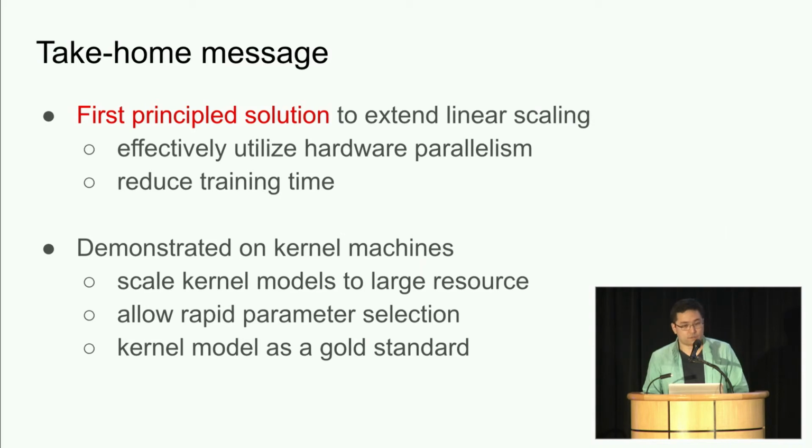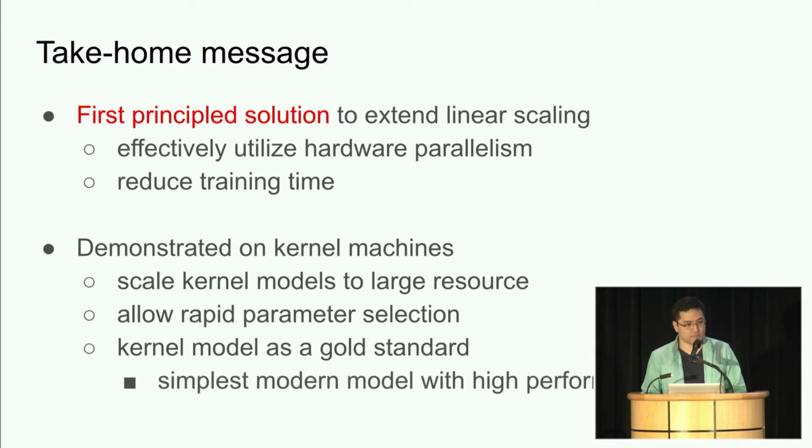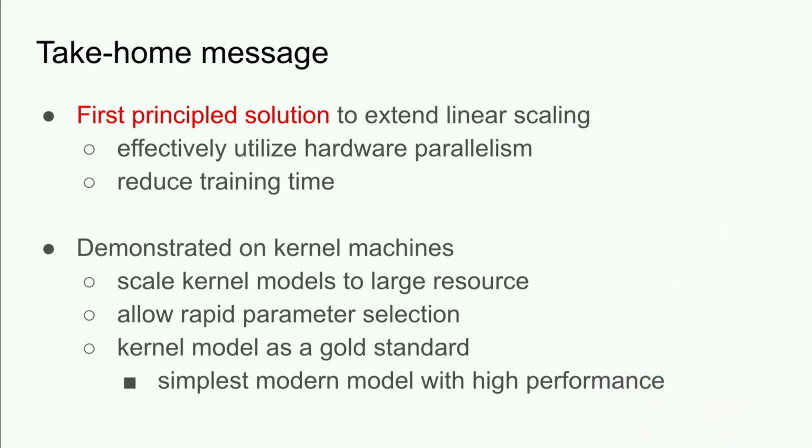I also would like to propose that when we do research in optimization, this kernel model should be a sanity check, because it's the simplest modern model that has very nice performance. It's in fact very comparable to neural networks. First of all, it's overparameterized. Secondly, it has many theoretical connections to the generalization performance of different kinds of neural networks. Okay, that's the end of my talk.